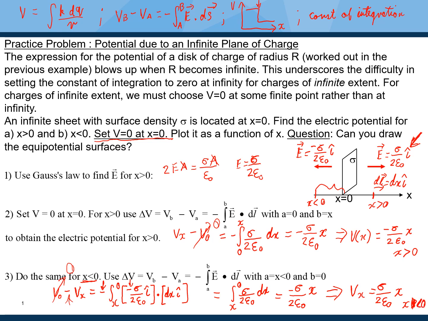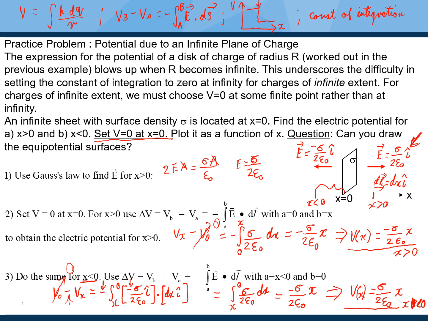Okay? So if we were to plot it out, the plot of V as a function of x would be negatively sloping for x greater than 0. Notice this one. And V(x) as a function of x would have a positive slope for x less than 0. And that is consistent with the fact that the electric field is positively oriented for x greater than 0 and negatively oriented for x less than 0. So we see how to solve problems with infinite charges in its simplest setting.